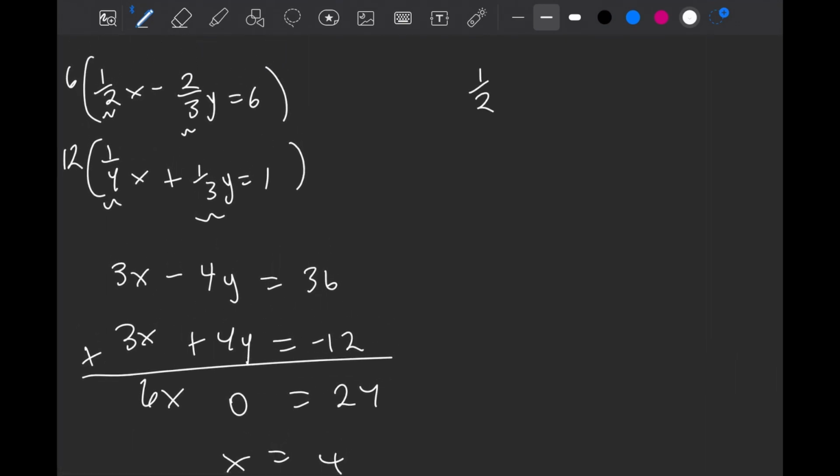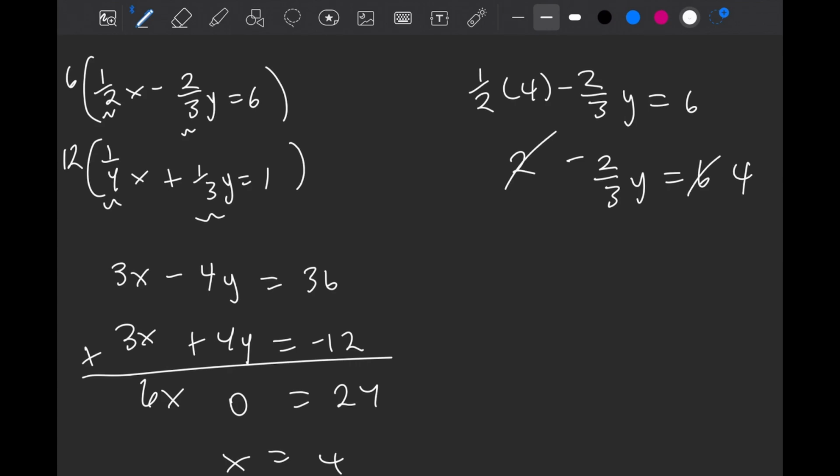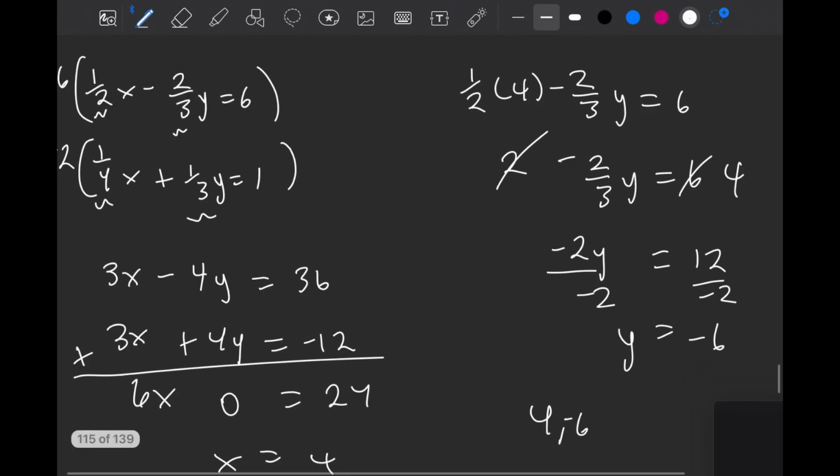And then I'm just going to substitute this in. This is just going to be 2 minus 2 over 3y equaling 6. Then when I move that around, that will become 4. Then multiply by 3, so we'll get 12. Then divide by the negative 2, and we'll get y is equal to negative 6. So (4, negative 6) would be our solution.